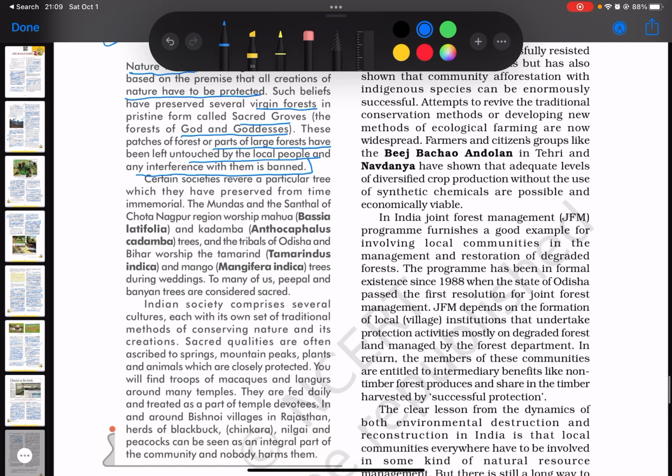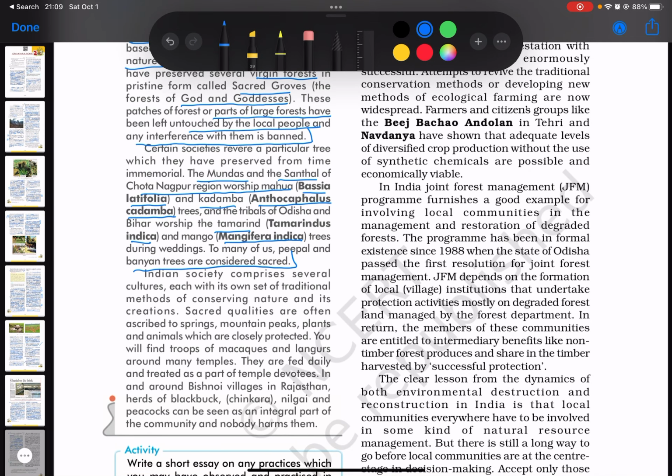Certain societies revere, which means respect, a particular tree which they have preserved from time immemorial. The Mundas and the Santhal of the Chota Nagpur region worship Mahua, which is Bassia latifolia, and Kadamba, that is Anthocephalus kadamba trees, and the tribals of Odisha and Bihar worship the tamarind, the Tamarindus indica, and mango, Mangifera indica trees during weddings. To many of us, peepal and banyan trees are considered sacred.